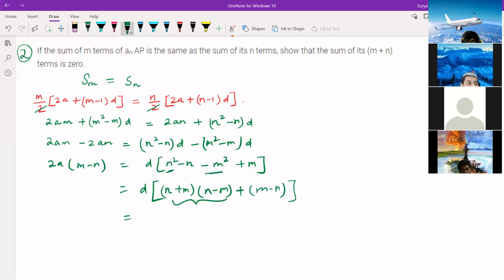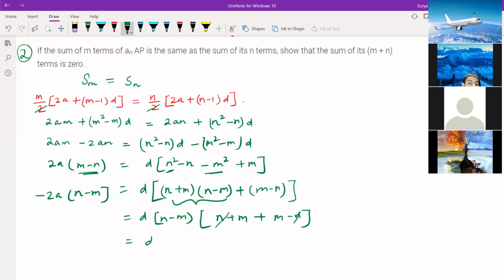Here you see n minus m is there. Here also we can break n minus m as it is. So minus 2a you write, and here we write just n minus m. We can just change if you want. And now d, and we can take here n minus m common. We can write it as n plus m minus n. So n and n will get cancelled.